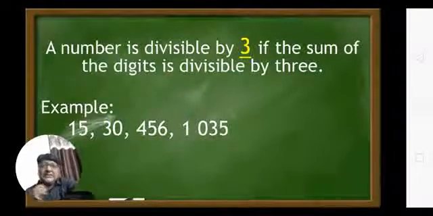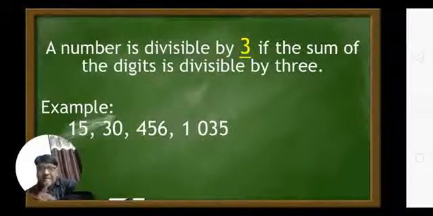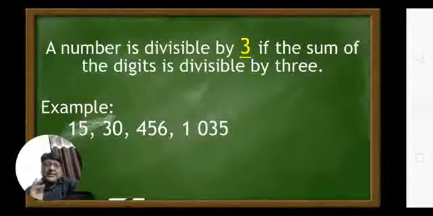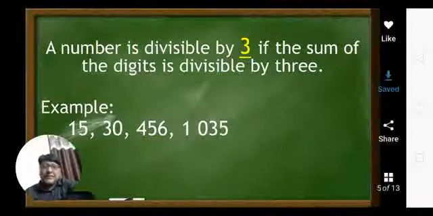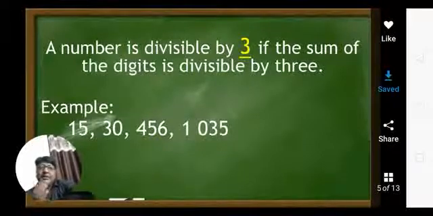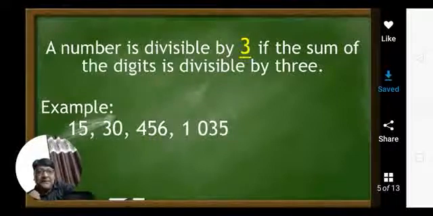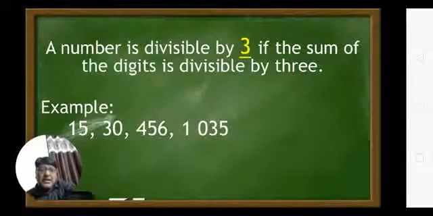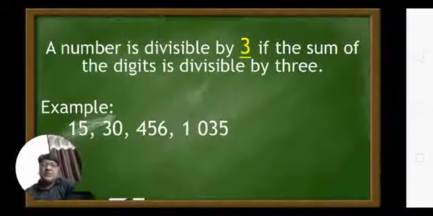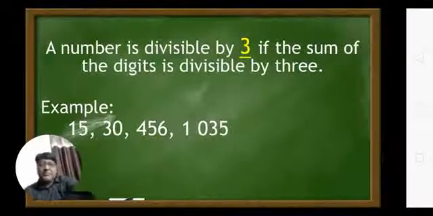Now add the digits. If you add these digits, 4 plus 5 gives 9 and 9 plus 6 gives 15, and 15 is divisible by 3. Therefore this number is also divisible by 3. In the last example, we can see 5 plus 3 plus 0 plus 1 is equal to 9, and thus 9 is divisible by 3, and therefore 5301 is also divisible by 3.